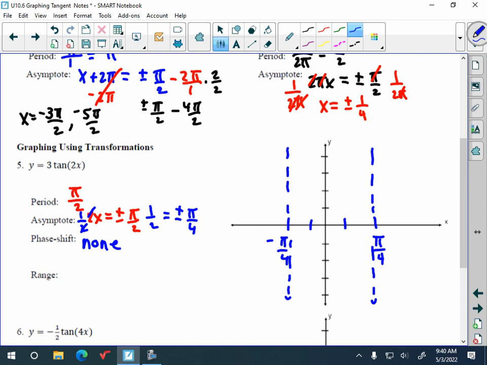Now we're going to cut those in half to find each of the other tick mark values. So we just multiply by half. So that's going to be pi over 8, and then negative pi over 8. All right, and then there's no vertical shift, so it's going to cross through 0, 0.